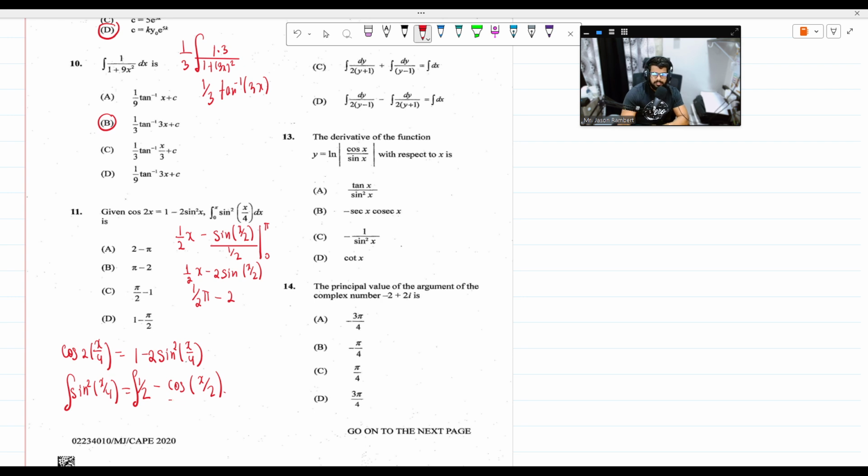Oh. This has to be divided by 2 as well. My bad. So this is going to be divided by 2. And I'm dividing by the half. So this could cancel and I get 1. So I would get just sine of pi on 2, which is 1. Right? My mistake. So 1/2 pi on 2 minus 1, the answer is C.